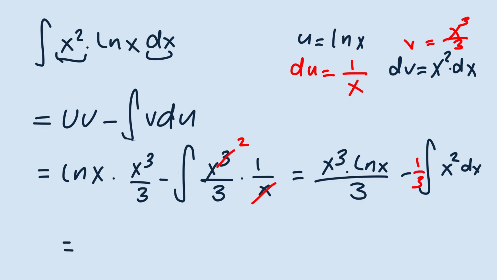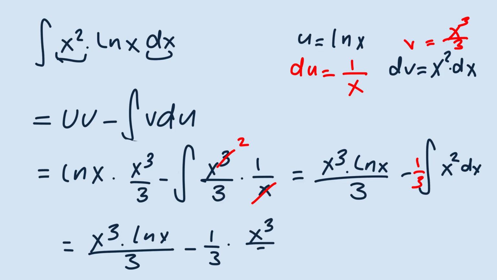So the final answer will be x cubed times ln x over 3 minus 1 over 3 times, now the integral of x squared will be x cubed divided by 3, plus c. And this is the final answer.